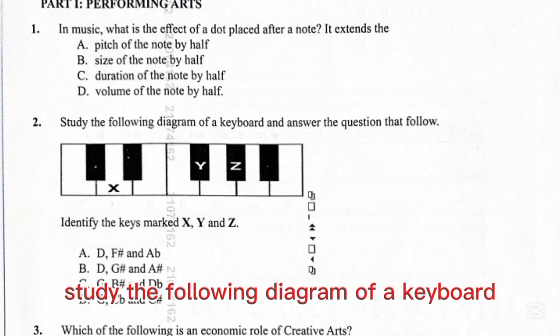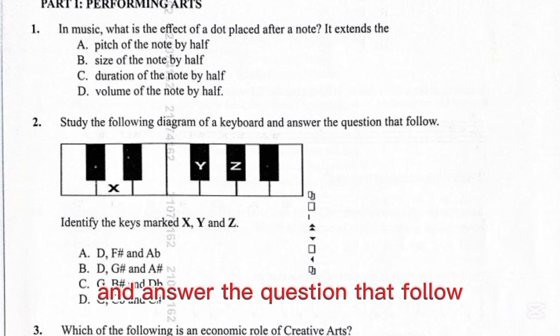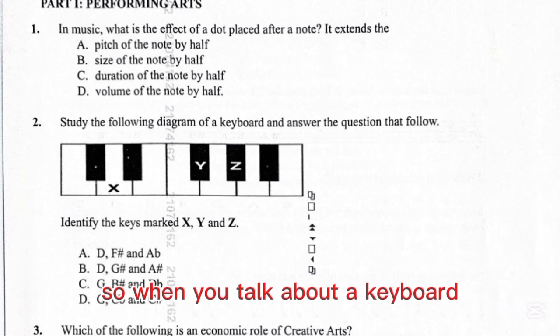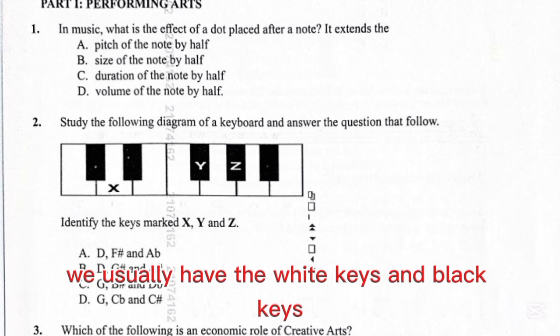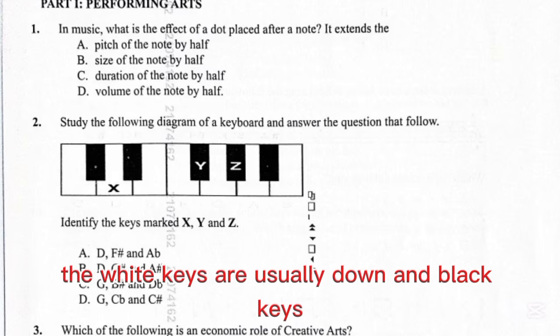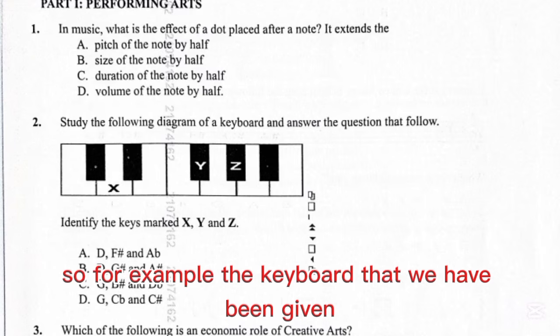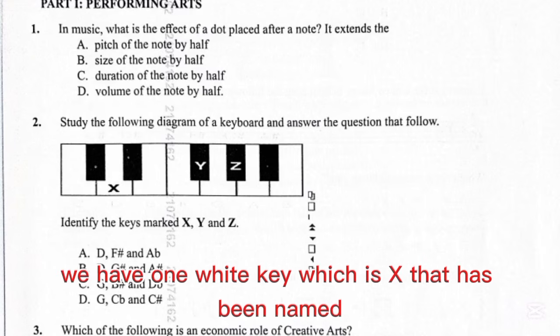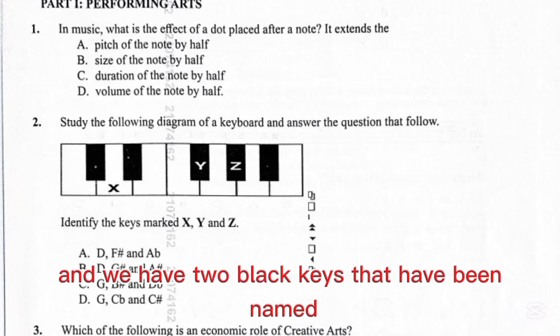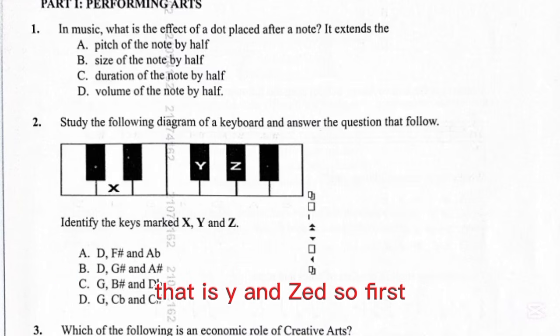Question number 2. Study the following diagram of a keyboard and answer the questions that follow. When you talk about a keyboard, we usually have the white keys and black keys. The white keys are usually down, and the black keys are the ones in black color. In the keyboard that we have been given, we have one white key, which is X, that has been named, and we have 2 black keys that have been named, that is Y and Z.